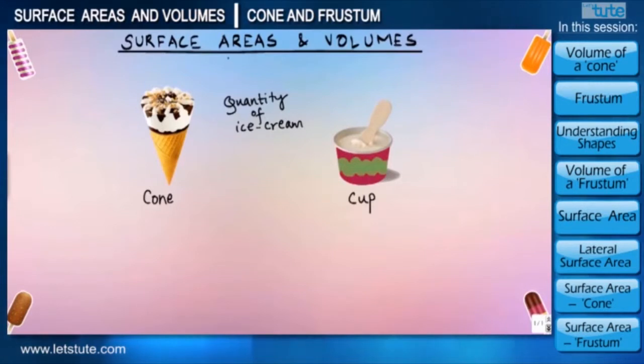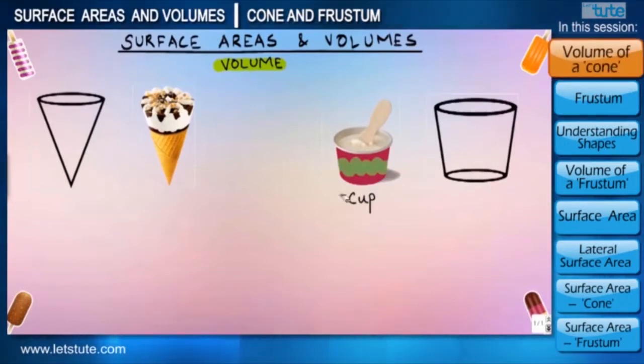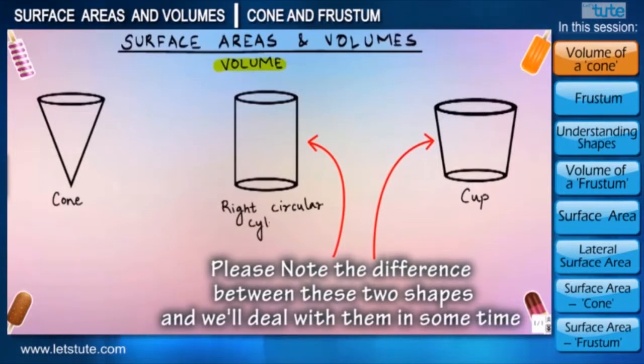Friends, here we are talking about the quantity of ice cream that these two shapes can contain, right? Which means we actually intend to find the volume of these two shapes itself. So to find the volume, let us think about another shape which is relatively similar to a cone. And what comes to my mind is a right circular cylinder.